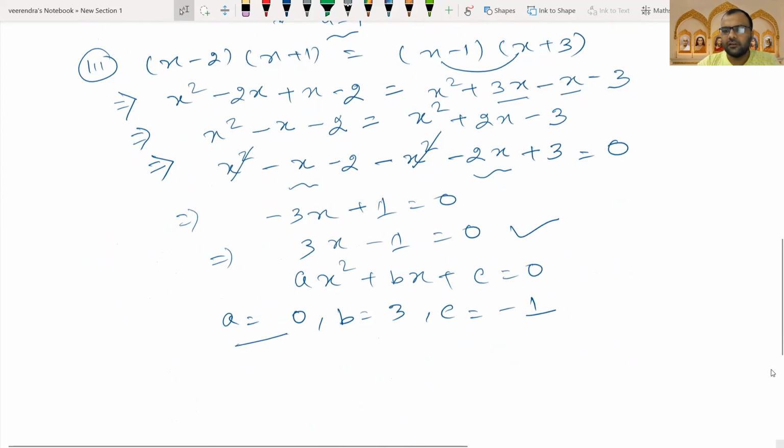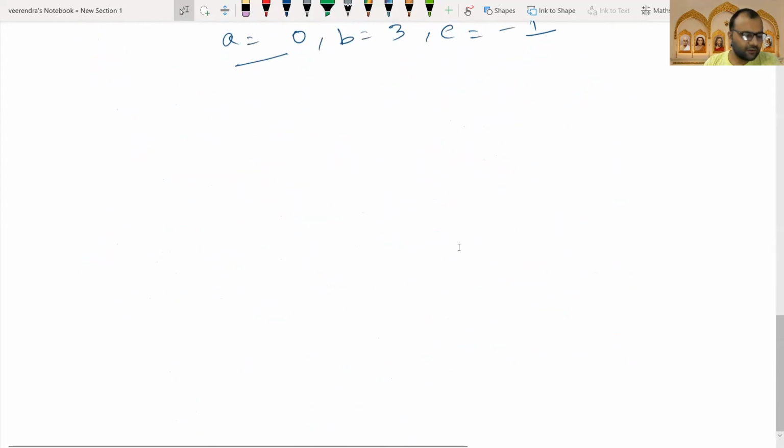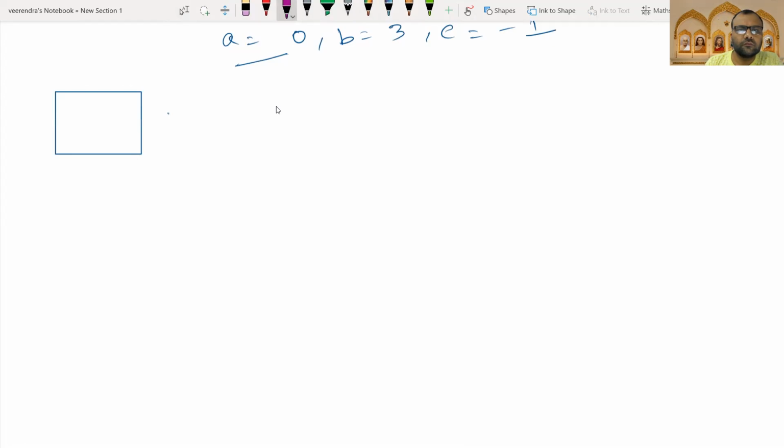Now we will do some problems on the representation of quadratic equations. Suppose we have a rectangular plot like this, whose area is 528 square meters.